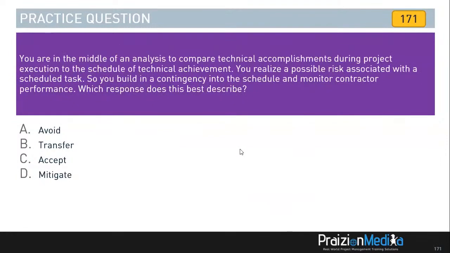All right, here's our next question, and it reads: you are in the middle of an analysis to compare technical accomplishments during project execution to the schedule of technical achievement. You realize a possible risk associated with a scheduled task. So you build in a contingency into the schedule and monitor contractor performance. Which response does this best describe? I'll let you think about it for a bit. Is it avoid, transfer, accept, or mitigate? Think about it.